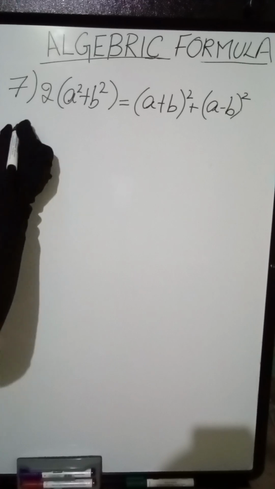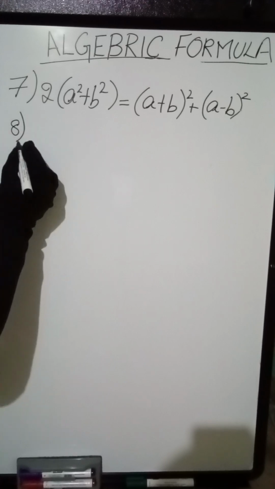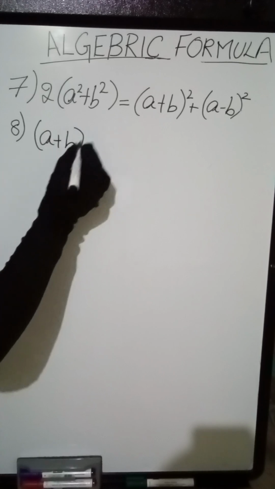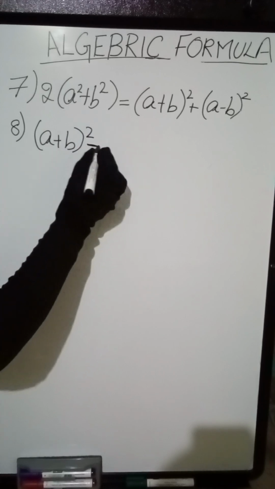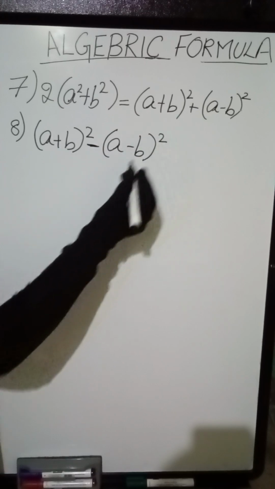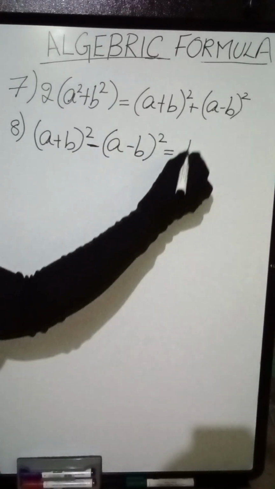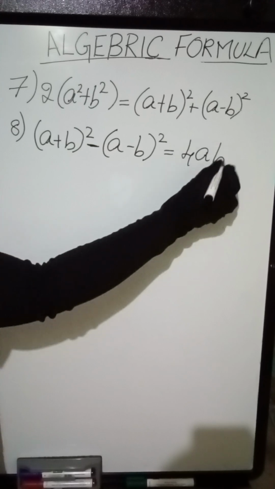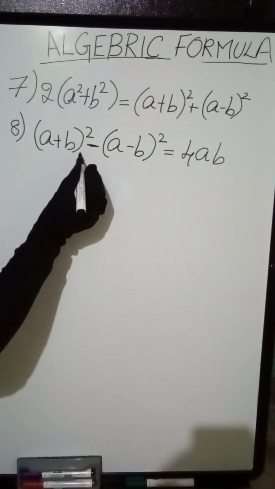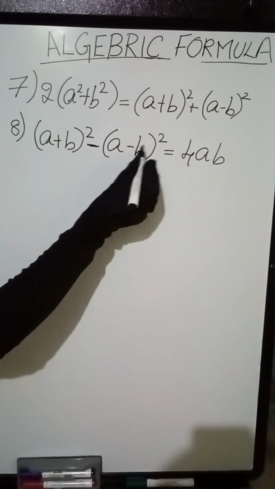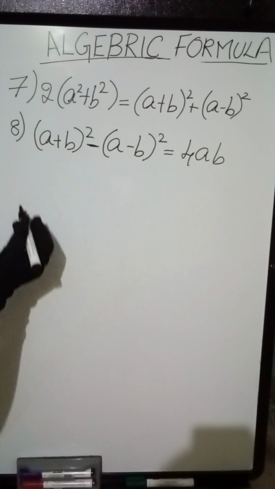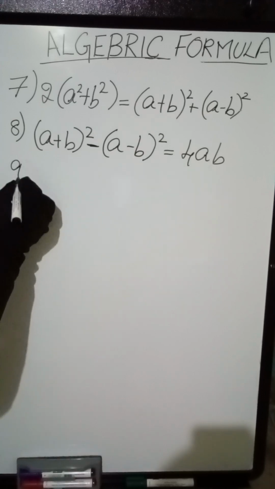Now coming to the 8th one, when you have a plus b the whole square minus a minus b the whole square, which will be always equal to 4ab. Okay, so if you have a formula a plus b the whole square minus a minus b the whole square, it will be always equal to 4ab. Okay, so let's discuss the ninth one.